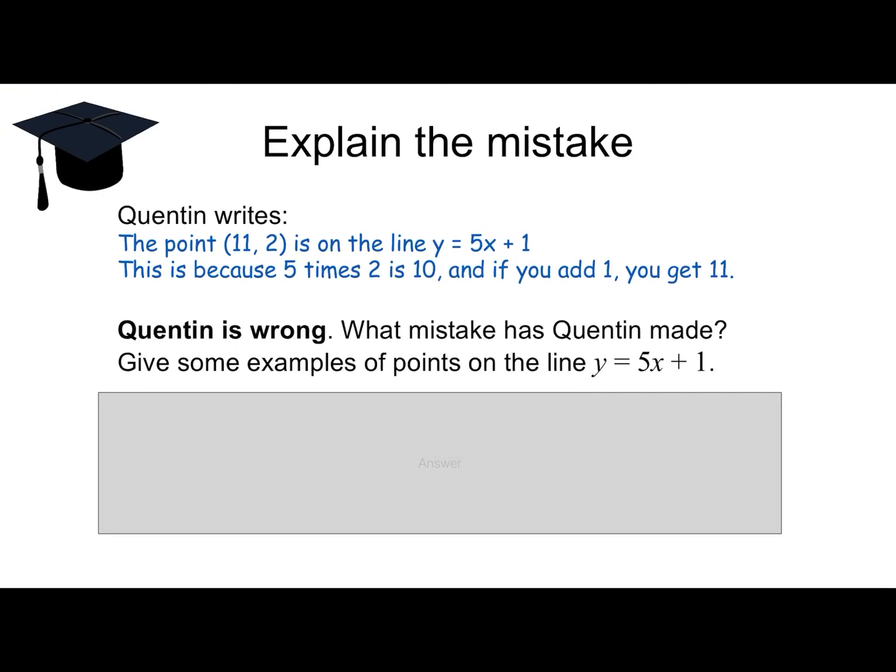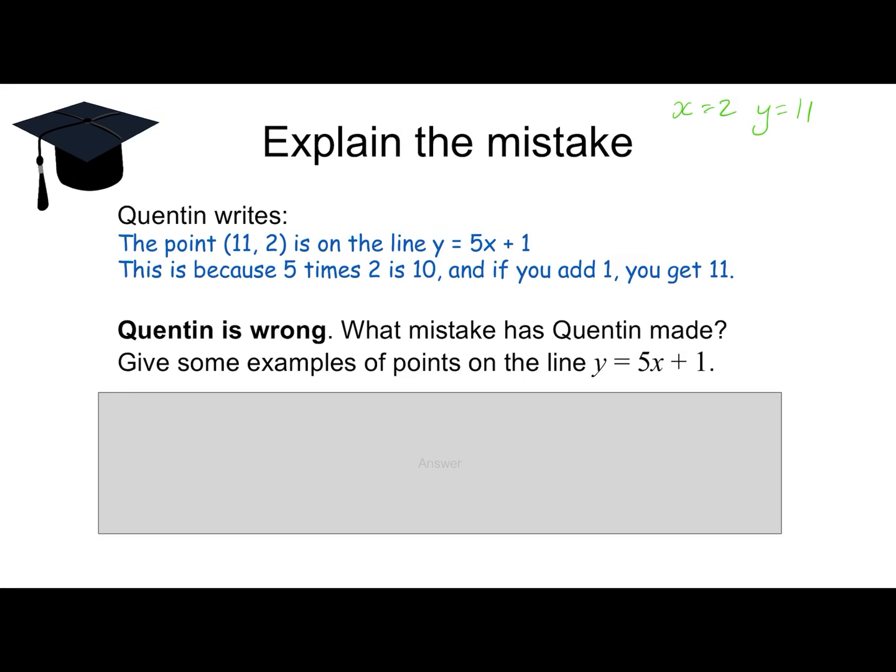Right, so Quentin writes, the point 11, 2 is on the line y equals 5x plus 1. This is because 5 times 2 is 10, and if you add 1, you get 11. What mistake has Quentin made? Give some examples of points on the line y equals 5x plus 1. Now, stop your video and have a think.